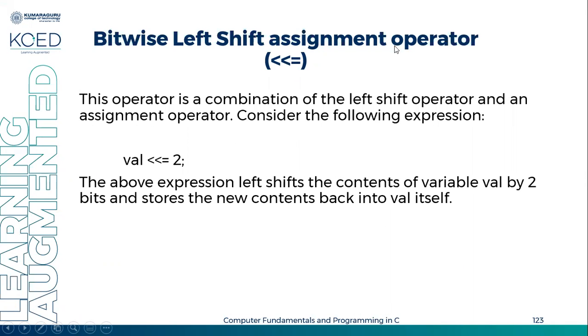The bitwise left assignment operator, double less than, <<=, is a combination of the left shift operator and an assignment operator. Consider the following expression: val <<= 2. It means that the above expression left shifts the content of the variable val by 2 bits and stores the new content back into val itself. To store the value permanently, we are using the assignment operator.